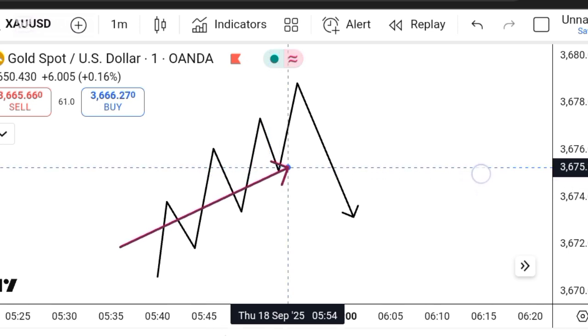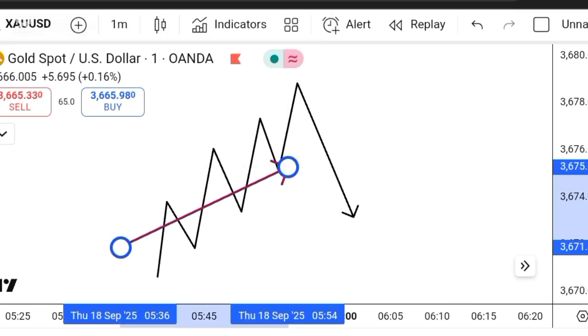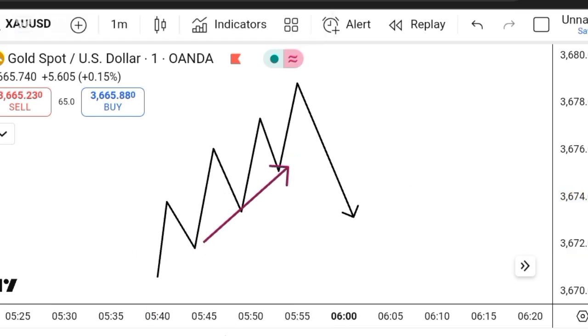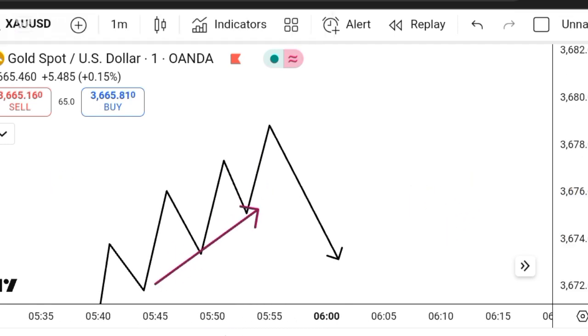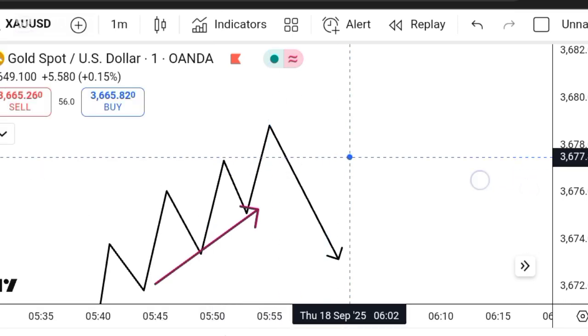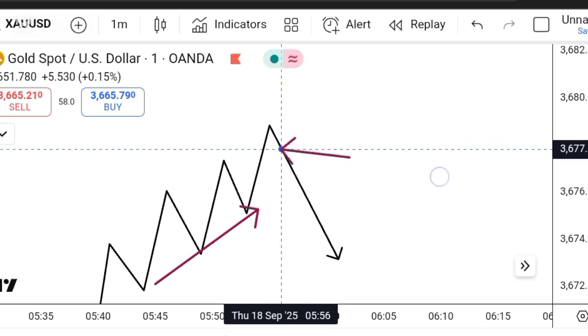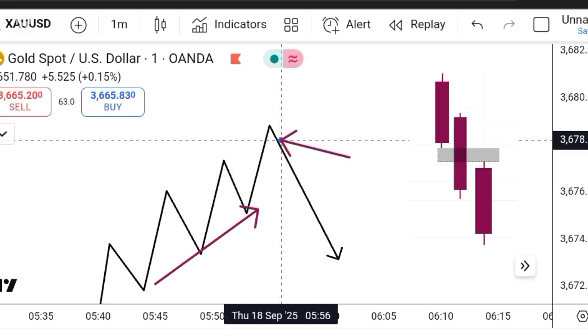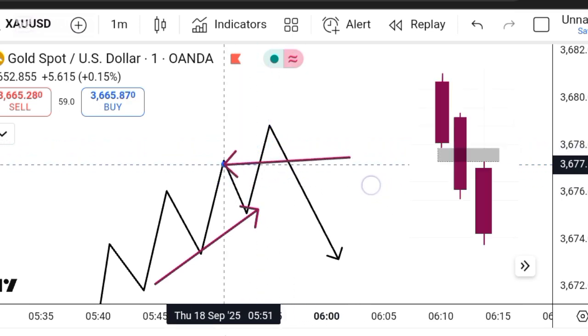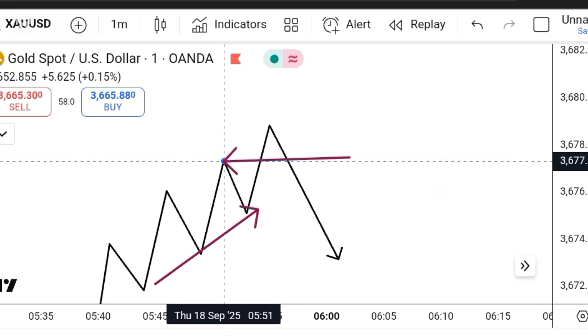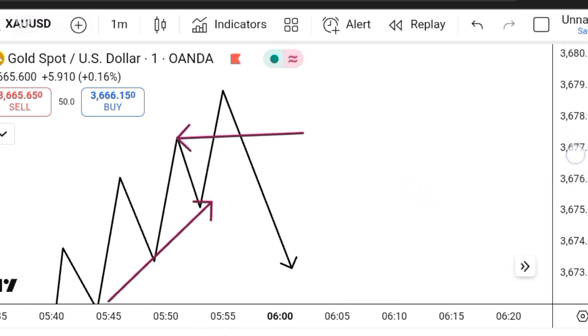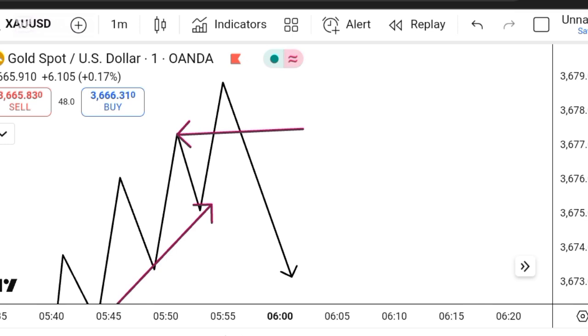Once this structure is broken, the next step you should look out for is this range, the leg which led to this break of structure. You will see that there was an imbalance. What is an imbalance? We have 3 consecutive candles of the same color, but with a gap in between. That is something like this.